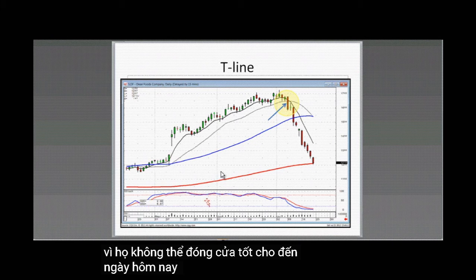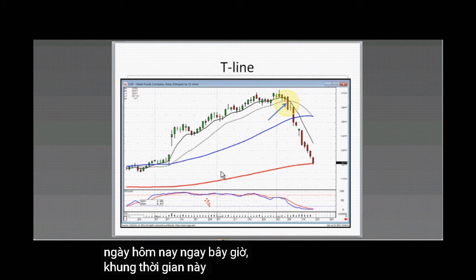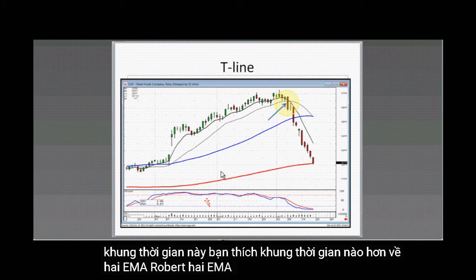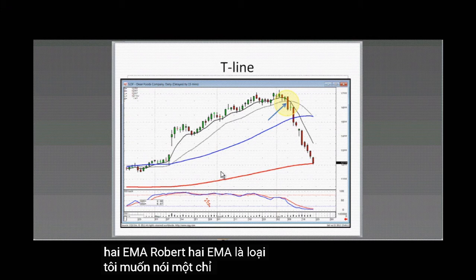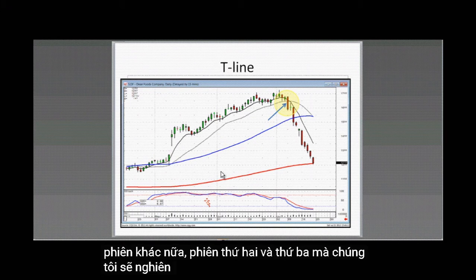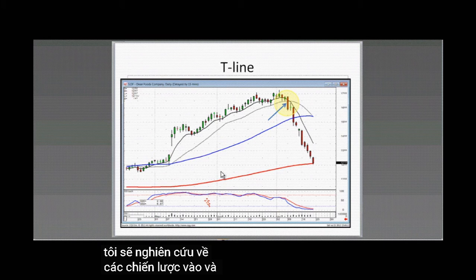Now this, what time frame do you prefer? What about the 2 EMA? Robert, the 2 EMA is kind of, I want to say, a confirming indicator to the T-line. That will be another session. The 2 and the 3 we are going to be working on as far as entry and exit strategies.